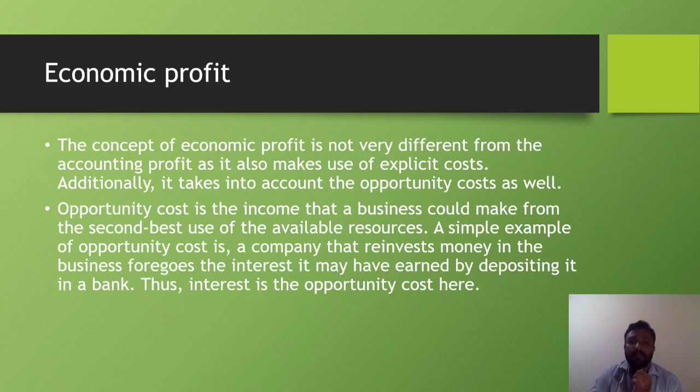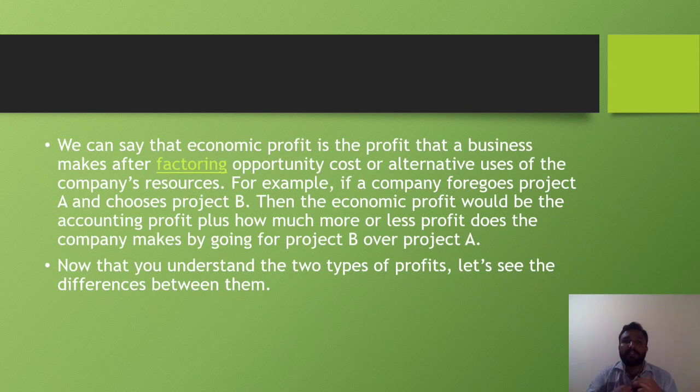A simple example of opportunity cost is a company that reinvests money in the business, forgoing the interest it may have earned by depositing it in a bank. Thus interest is the opportunity cost here. Or we can say that economic profit is a profit that a business makes after factoring in opportunity cost or alternative uses of the company's resources. For example, if a company forgoes project A and chooses project B, then the economic profit would be the accounting profit plus how much more or less profit the company makes by going for project B over project A.